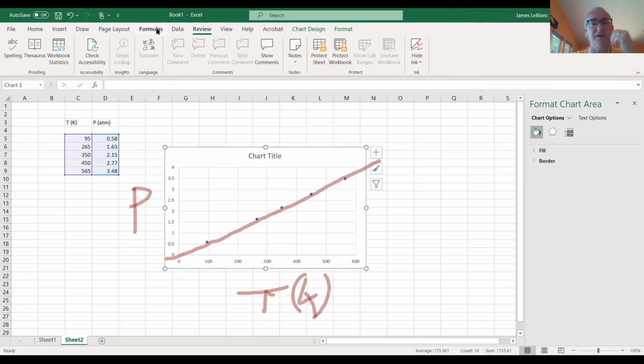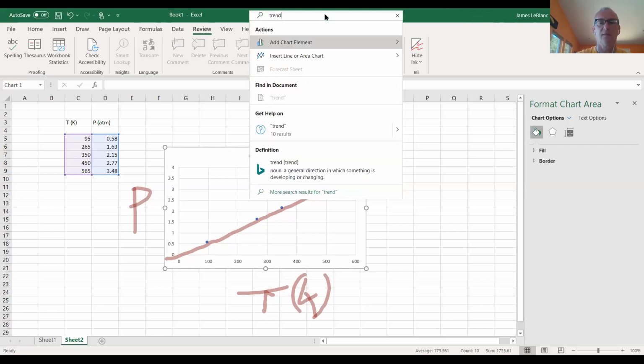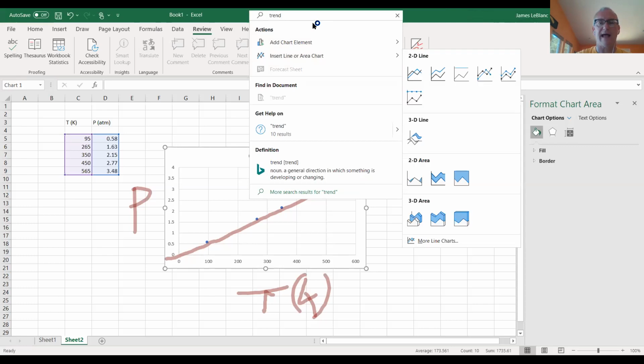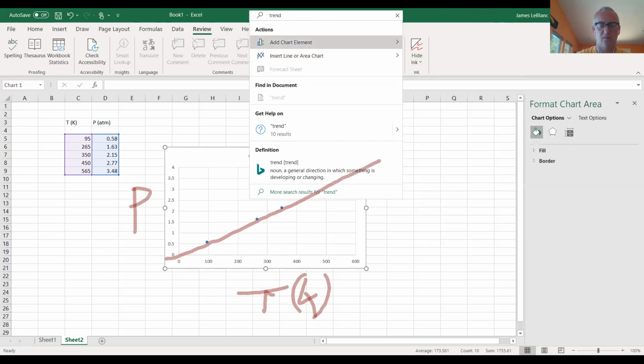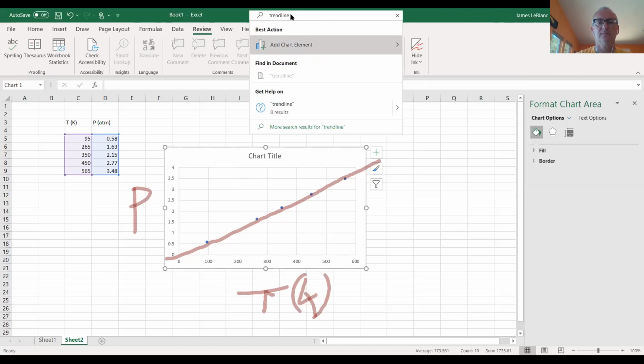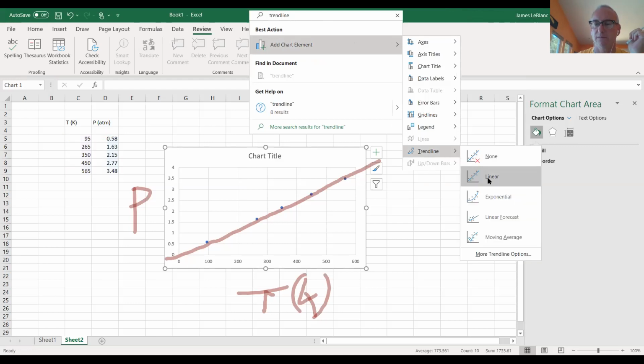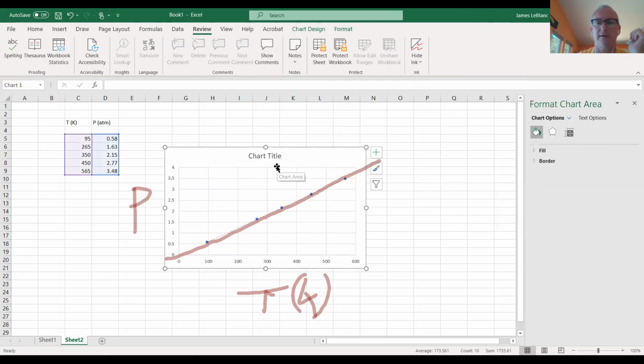Do you remember how to find the trend line? I tried looking it up. If you look up on the search bar, it'll usually show up right away, but I can't seem to find the trend line. You can go to insert. Have you tried right clicking? Add chart element. Oh, here we go. Add chart element, trend line. Linear.